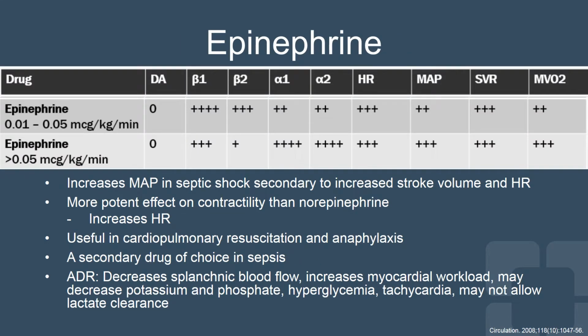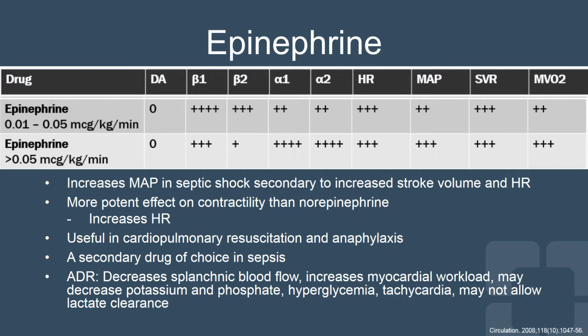The next vasopressor that we'll talk about is epinephrine. Now, epinephrine does have some dose-dependent properties on which receptors it will actually hit. So I put the dose-dependent properties up here. They're the low and higher dose epinephrines of 0.01 to 0.05 mics per kilo per minute and greater than 0.05 mics per kilo per minute.